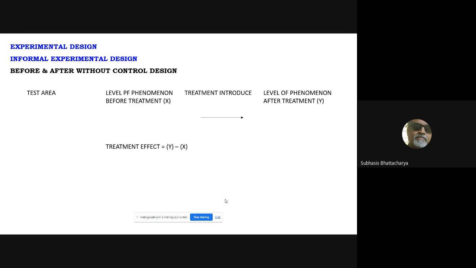And the main difficulty of such a design is that with the passage of time, considerable extraneous variations may enter into the treatment effect. What does that mean? It is the situation where the environment in the before-treatment period has completely changed when we are dealing with the after-treatment period. Various extraneous variables may enter the environment, and that will affect the treatment effect also. So that is why the before and after without control design is not considered a good method.